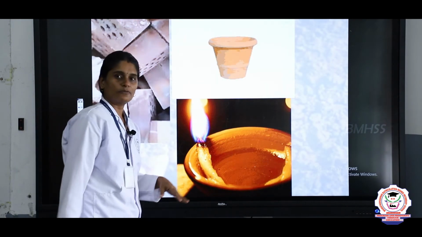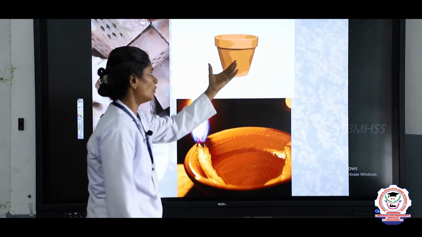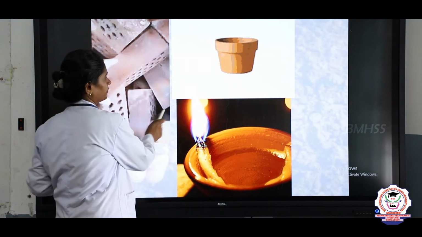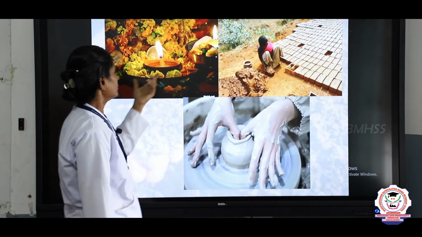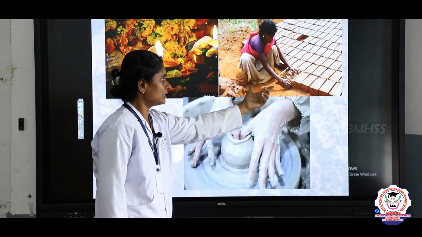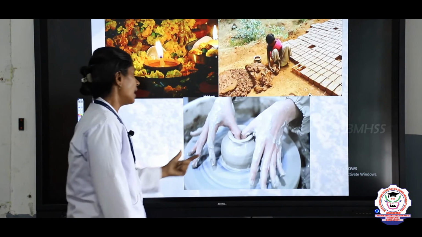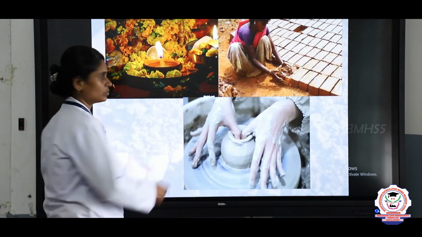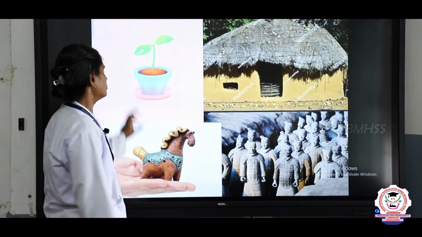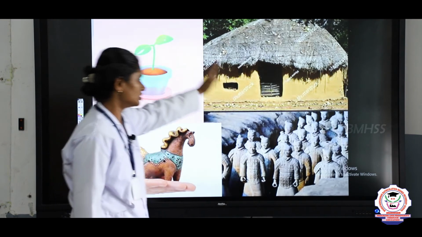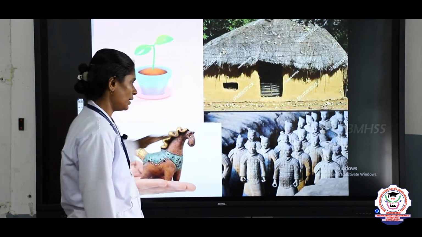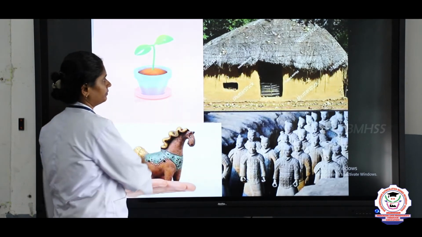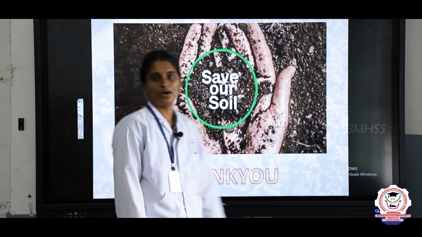So, what are the uses of the soil? The soil is used to make pots, diyas. Diyas means lamp, and then bricks. You can see they make bricks out of the clayey soil, and they make pots from the clayey soil, and they make diyas also. It is good for plant growth, and for kacha houses, and we can make clay toys using the clayey soil.